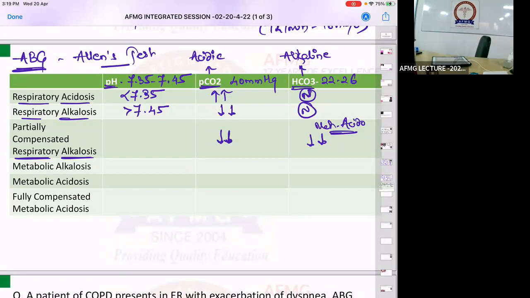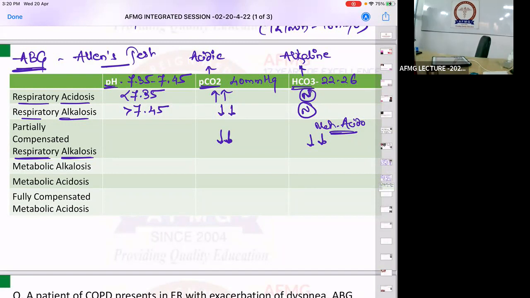So if it is respiratory, which parameter should be abnormal? PCO2 should be abnormal. If it is alkalosis, PCO2 should be low. So जब acidic component कम होगा, तभी तो alkalosis होगा, right? So that explains your respiratory alkalosis component. Now to counteract this, body will perform metabolic.